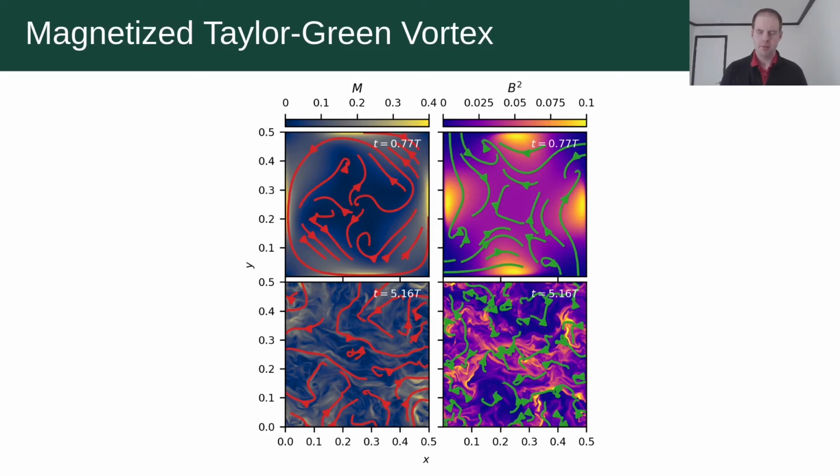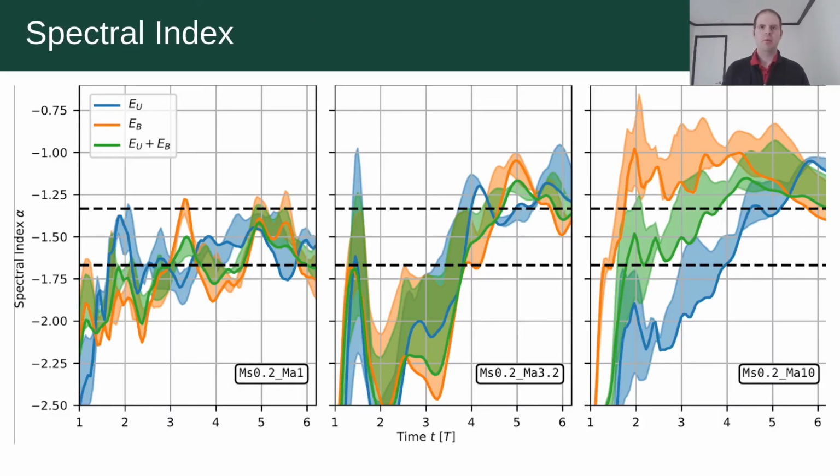Generally, we found that the magnetized decaying turbulence does behave differently than hydrodynamical turbulence. To highlight one result, the spectral indices of both the kinetic and magnetic energies do not follow k to the minus 5/3, but evolve as the turbulence develops and can depend on the initial ratio of kinetic to magnetic energy.